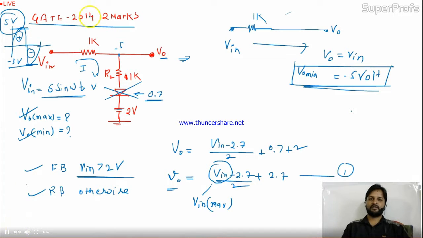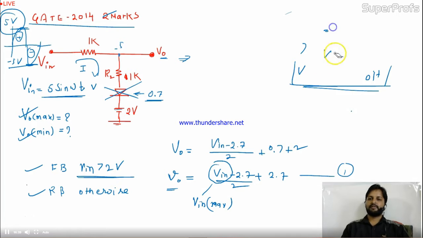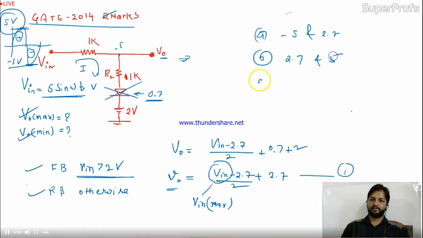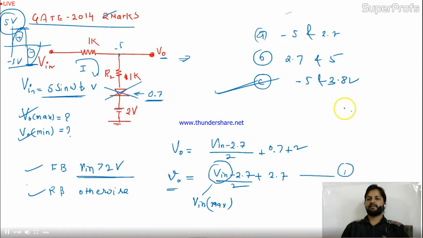The answer of this question, a 2 marks question from GATE 2014, is that the value of V minimum is -5, and V max is 3.85. For this question, we had options also. In option A, they have given -5 and 2.7. Option B, 2.7 and 5. Option C, they have given -5 and 3.85. So this is our answer. This is the max value and this is the minimum value. This is all about this circuit.